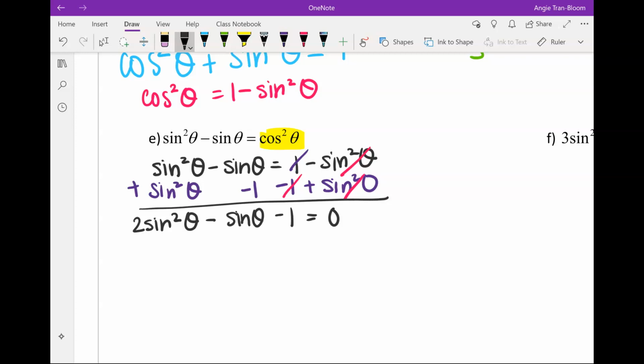What do you think you need to do here? Factor. Oh my goodness, Tim. All right, go ahead and back it up. If you want to use X for sine, would that be okay? Sure, whatever you're comfortable with.